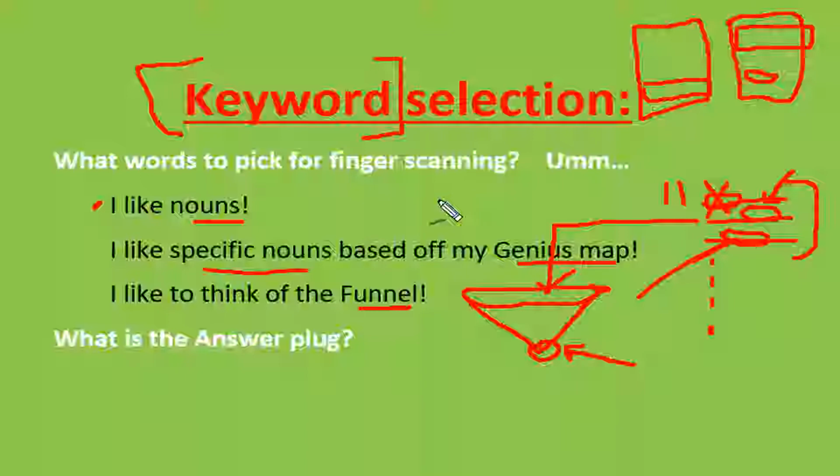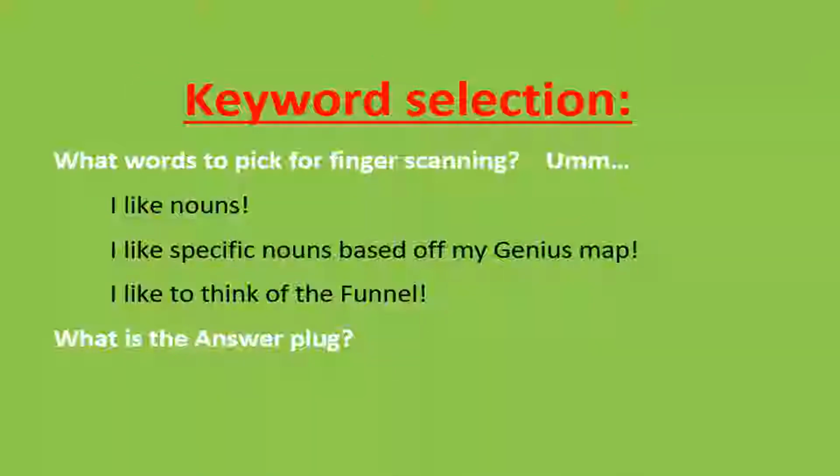Go ahead and basically just circle all your nouns and then think about which one is the most specific based off of your Genius map. The next thing that we should think about here is using something called the answer plug. Answer plugs are used for questions that ask you all of the following except or not problems.